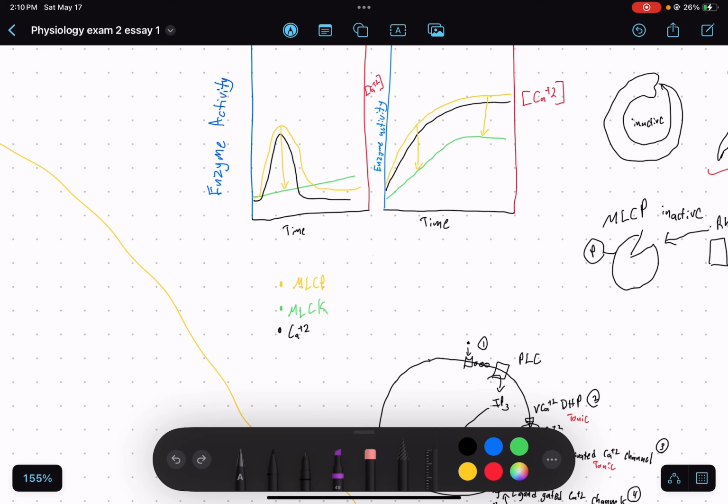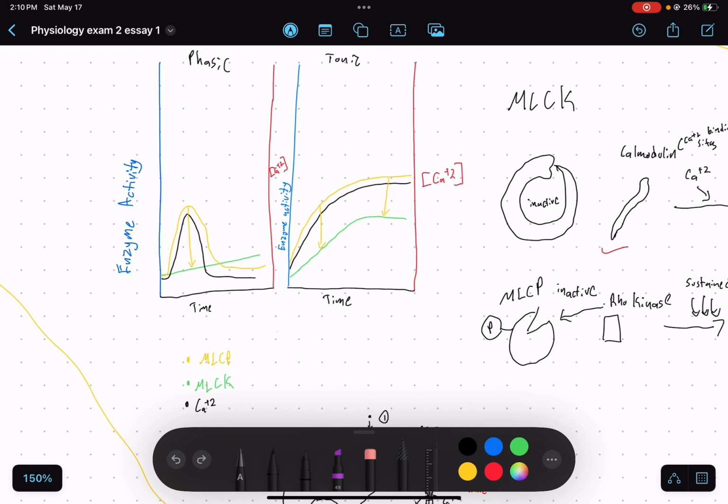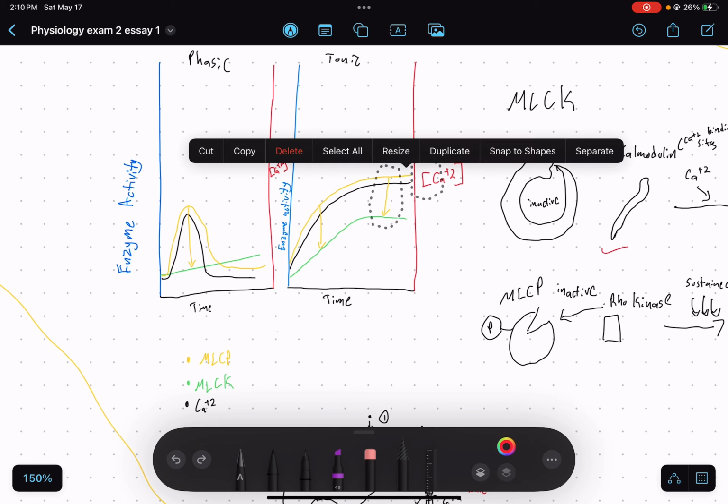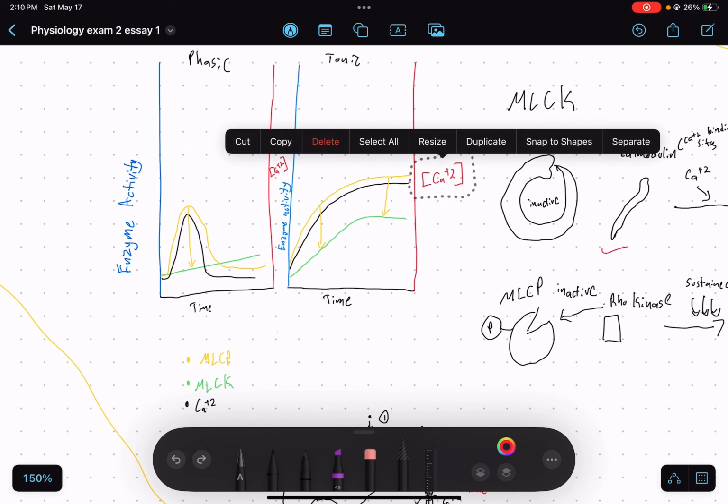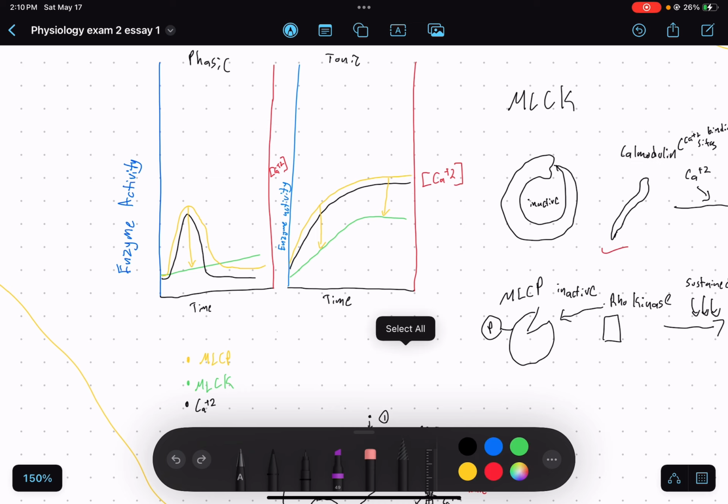While with the tonic stage, you're going to have a linear activity rate for each of MLCK, MLCP, and calcium until you start to plateau off a little bit more. Also, we see here what happens when your calcium levels are increased or decreased. Say calcium levels are going to increase over here and calcium levels are going to decrease over there.